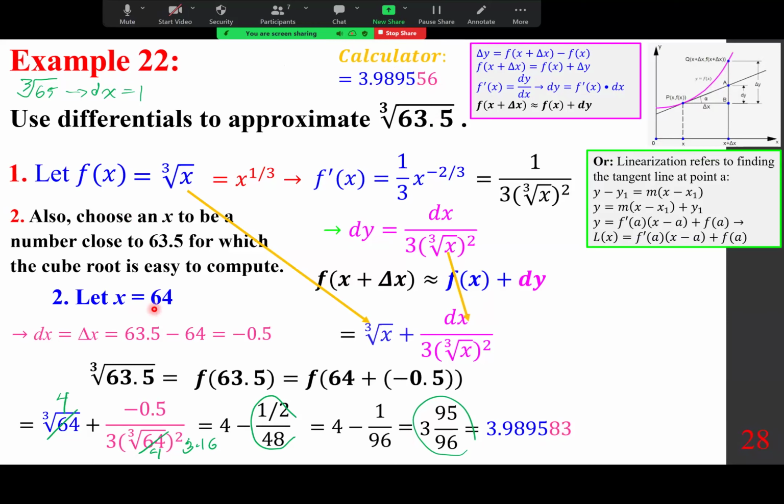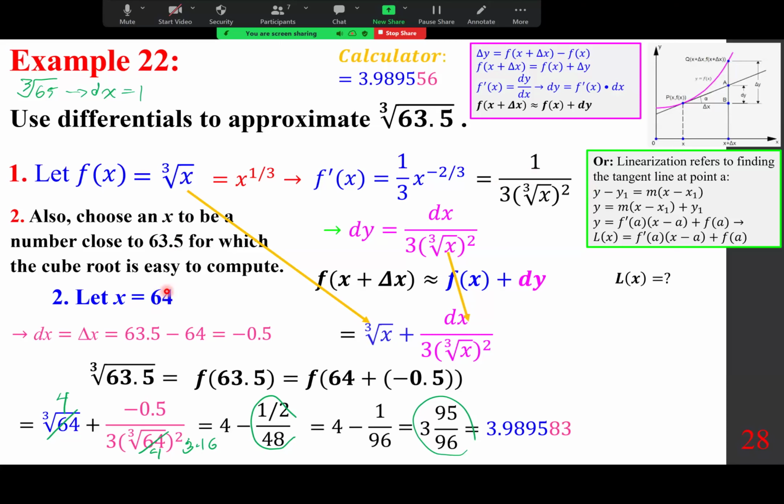Here's a different method, linearization, which means finding the tangent line. And you don't have to memorize that. Just follow the point-slope form. So you have to find the tangent line. You need a pair. x is 64. Plug it in. That gives you 64, 4. That is the pair. You need the slope.